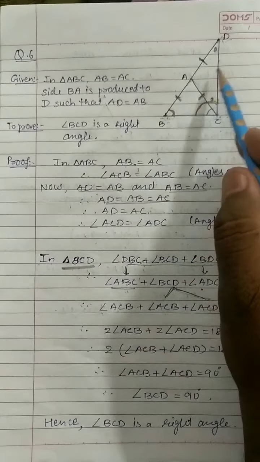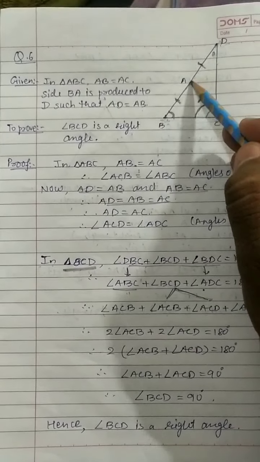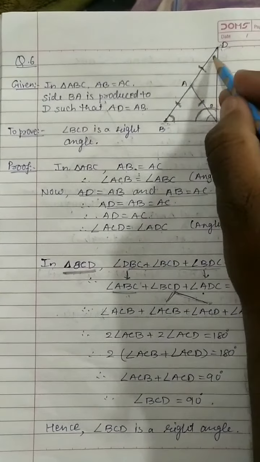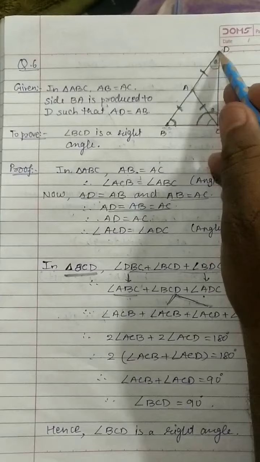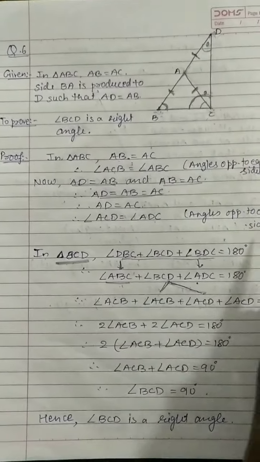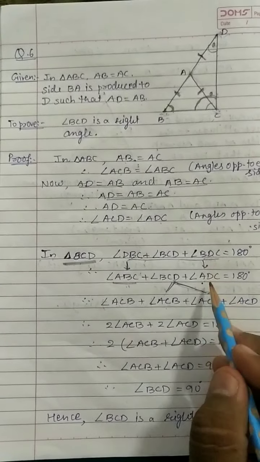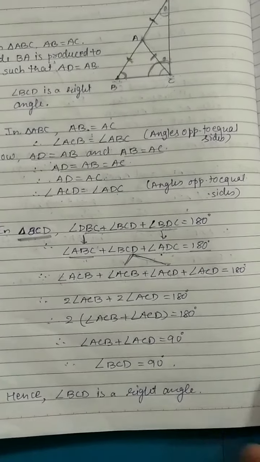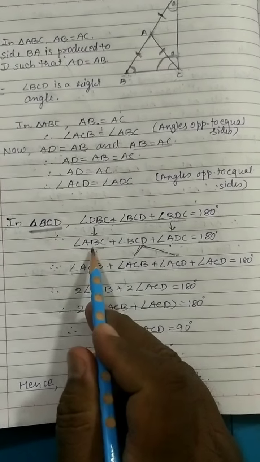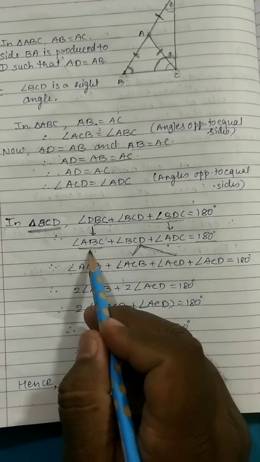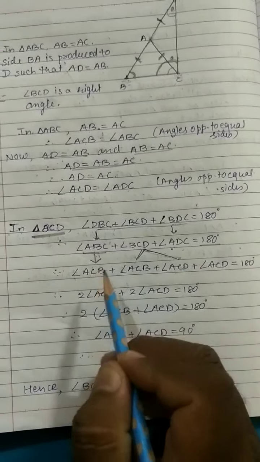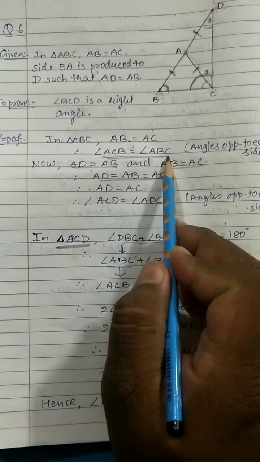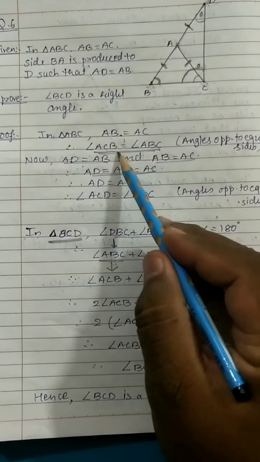Now BDC. BDC is same as ADC because B and A are on the same line. So main angle is this. So either we are writing BDC or we are writing ADC. Both have same meaning. So I have placed ADC in place of BDC here. Sum of them is 180. Angle ABC and ACB are equal. See, I have put ACB in place of ABC. Why is it so? Because we have proved earlier that ACB and ABC are equal.